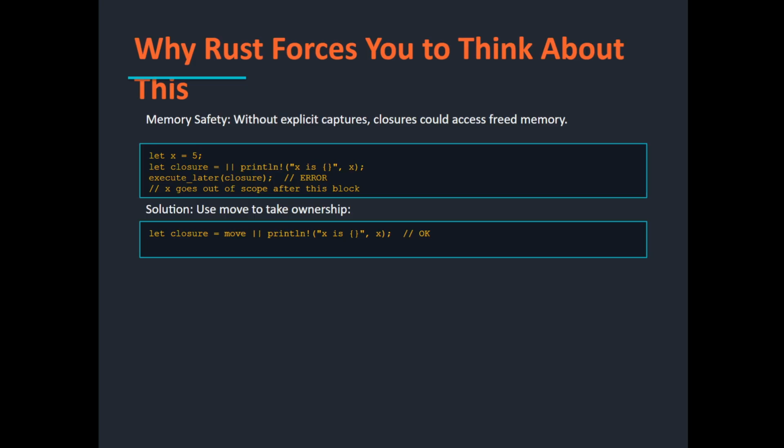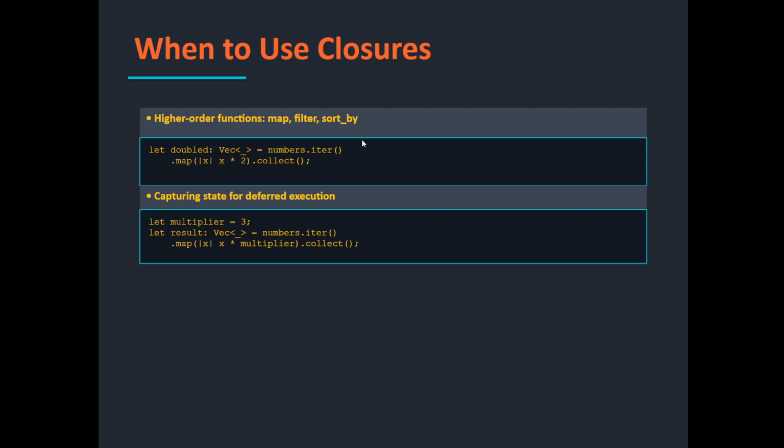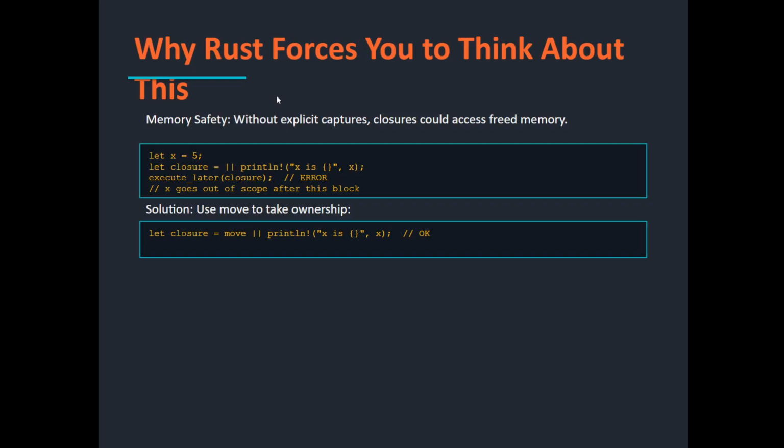So basically I was showing you the code, right? So let's move to the practical example without explicit error. So if in this case X goes out of scope, basically it will throw an error, right? Or you have to use move explicitly.